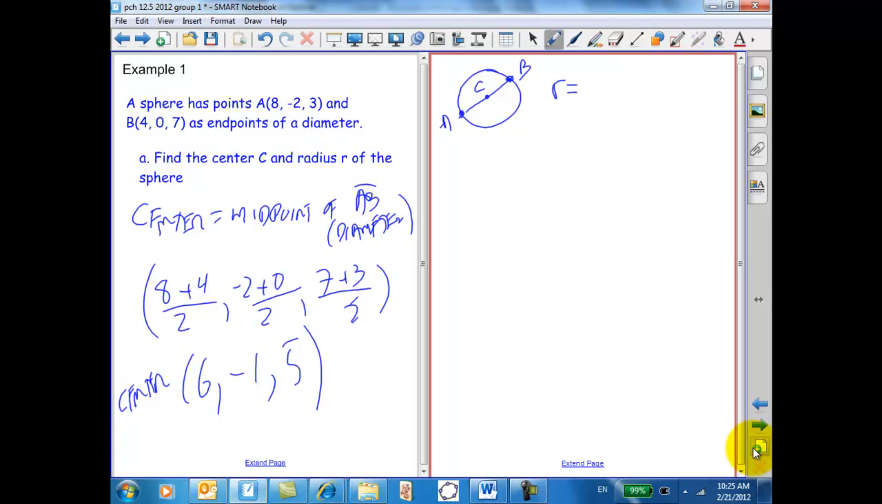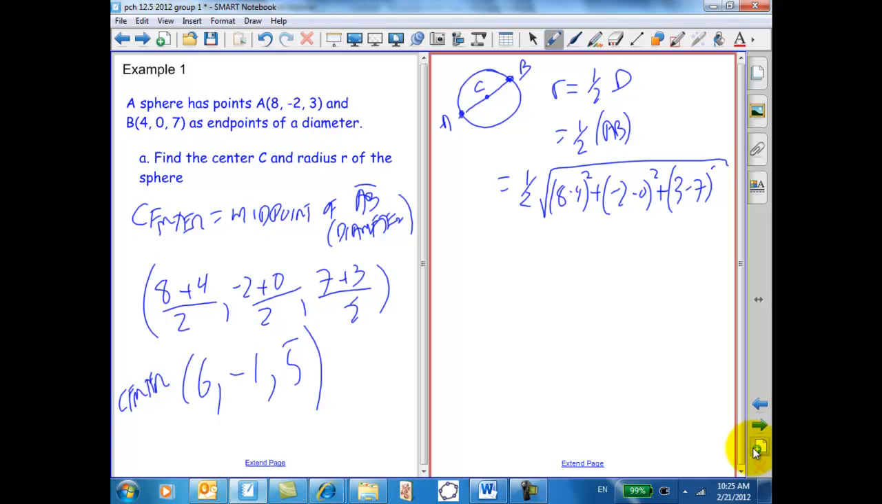Is AB a diameter? Yeah, AB is the diameter, so if you divide the diameter in half. But let's actually go with that. The radius equals half the diameter. The diameter equals the distance for AB. So it's half times the square root of 8 minus 4 squared plus -2 minus 0 squared plus 3 minus 7 squared. That way, if we made a mistake in finding our midpoint, it won't show up here, right? So if you can use original information, sometimes you can avoid some of those arithmetic mistakes. 4 squared plus -2 squared plus -4 squared.